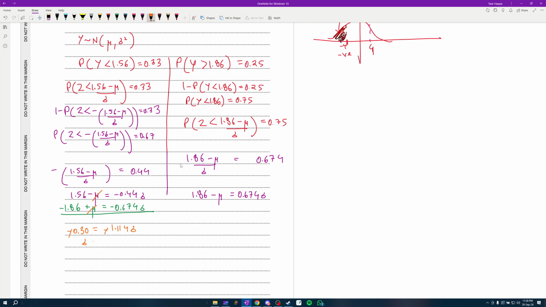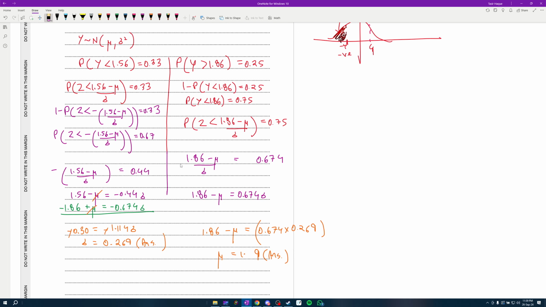So sigma to 3SF is 0.269. That is what I'm getting. I'll check the mark scheme though. Yeah, okay. So for mu, I'm going to input it here. 1.86 minus mu is equal to 0.674 into 0.269. So after working, mu is 1.79 to 3SF. So that's one answer. And this is the other one. So mu should be 1.68.